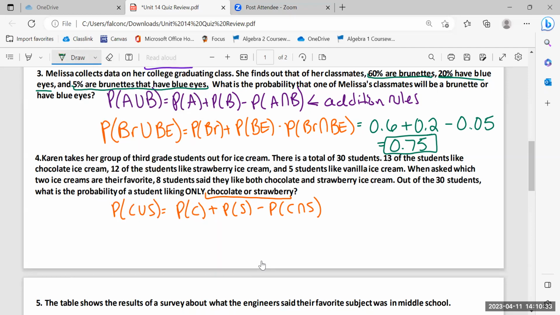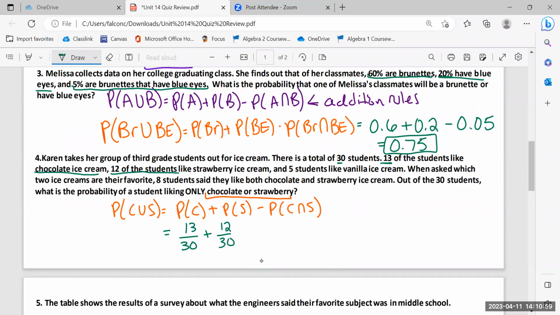So let's see. Probability of chocolate, there's 30 students. 13 of the students like chocolate ice cream. So our probability for chocolate is 13 out of the 30. And then we're adding probability of strawberry. So 12 of the students like strawberry ice cream. So 12 out of the 30 for our strawberry probability.